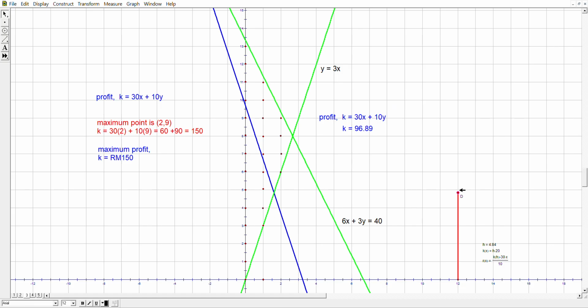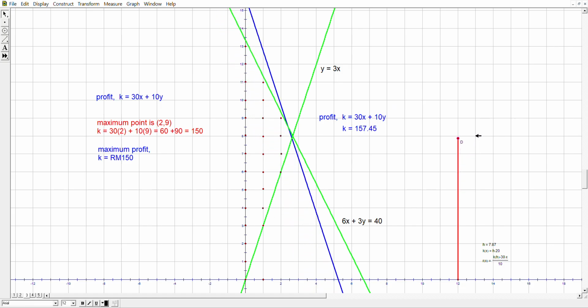Now in other problems, if x and y are not whole numbers, then you have to take this point here, the point of intersection between the two green lines, because it is the maximum. But of course we don't produce 2.5 tables or 8 chairs. We cannot produce 2.5 tables, so we cannot use this point. So the highest whole number point is this, it is 2, 9.